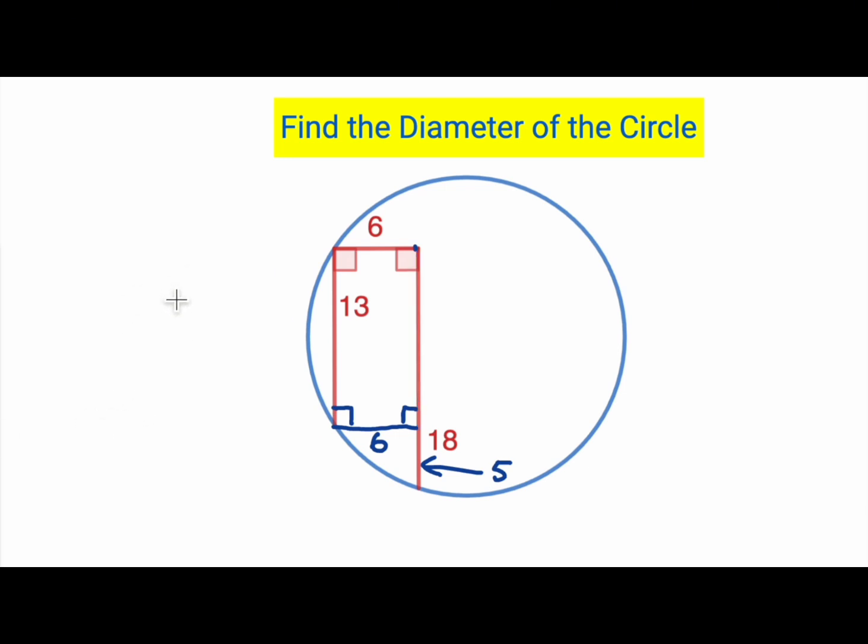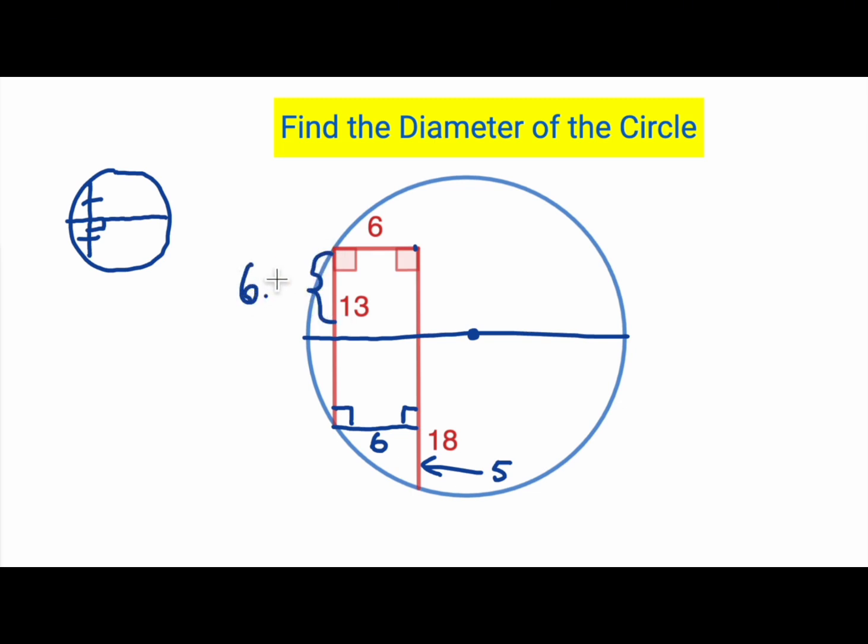Okay, so let me erase some of these lines. The next thing we're going to do is we have this theorem that if you have the perpendicular bisector of a chord, then that perpendicular bisector is going to go through the center of the circle. So I'm going to draw the perpendicular bisector of this chord here, and we know that that is going to go through the center of the circle. This part here is going to be 6.5. This over here is going to be 6.5.